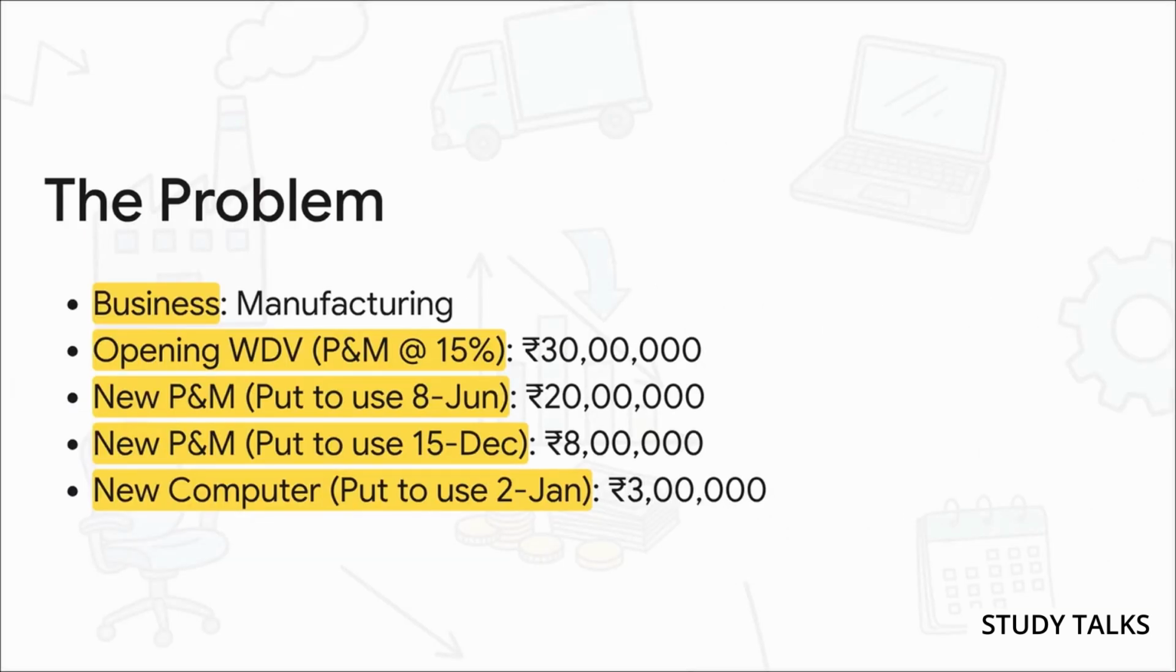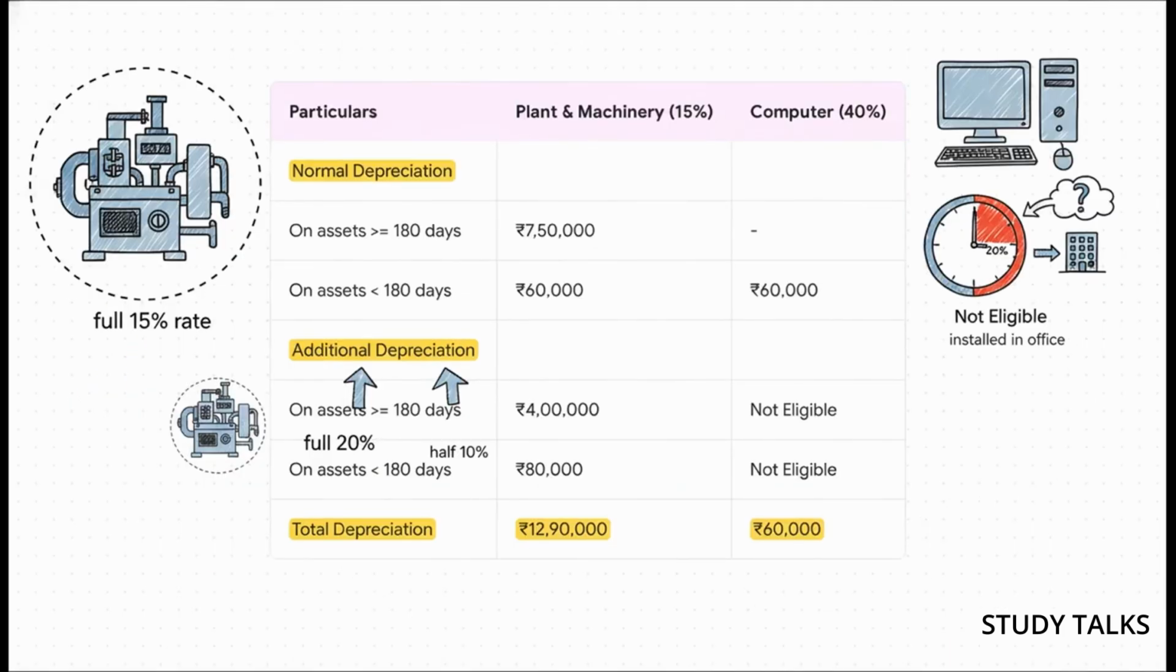So here's our situation. We've got a manufacturing business. You see the opening WDV and the 3 new assets they bought. The first thing I want you to do is look at those put-to-use dates. The first machine, June. Well, that's way more than 180 days. The second machine in December and the office computer in January. Both of those are going to fall under our less than 180 days rule. Okay, let's break this down carefully.